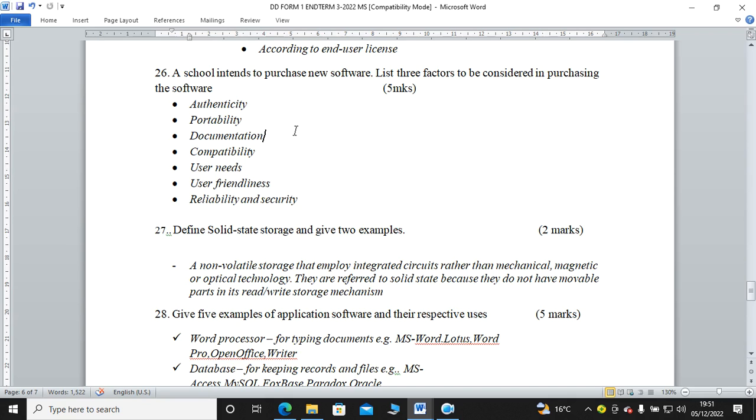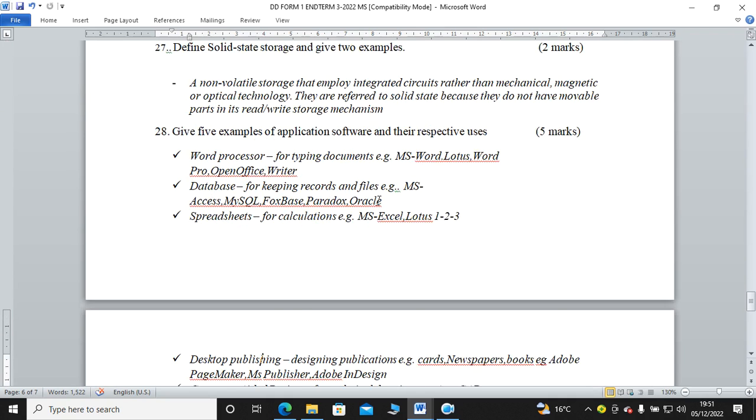Reliability and security, you can talk about whether it will really safeguard your devices. Something like biometrics, provided something like passwords, PIN numbers, etc. Then you have question number 27. Define solid state storage and give 2 examples. A solid state storage is a non-volatile storage that employs integrated circuits rather than mechanical, magnetic, or optical technology. They are referred to as solid state because they do not have movable parts in their read-write storage mechanism.